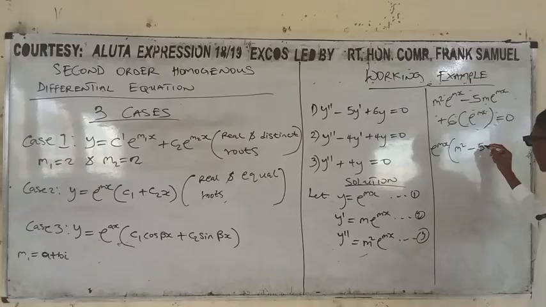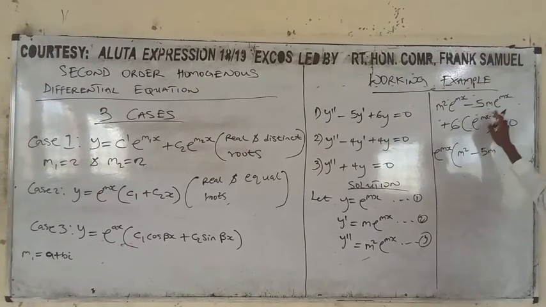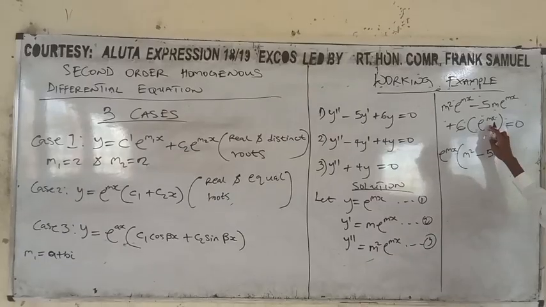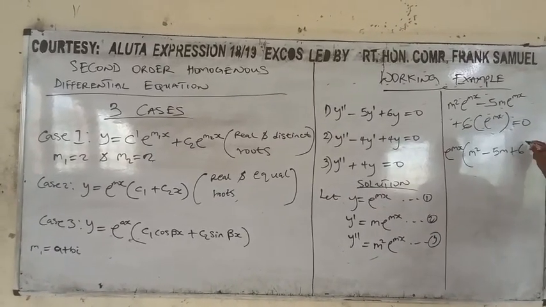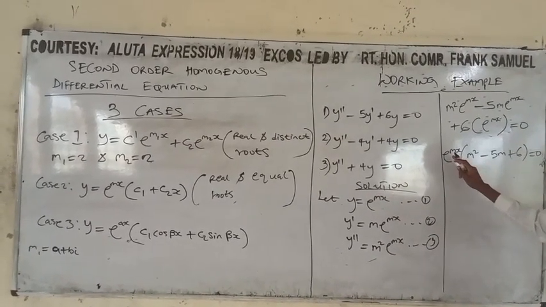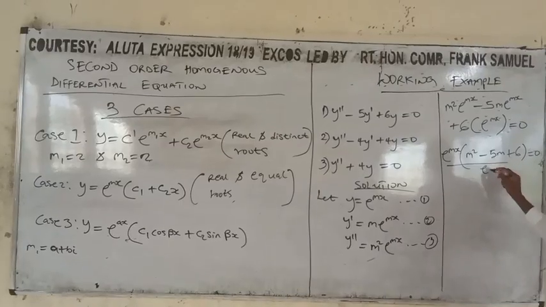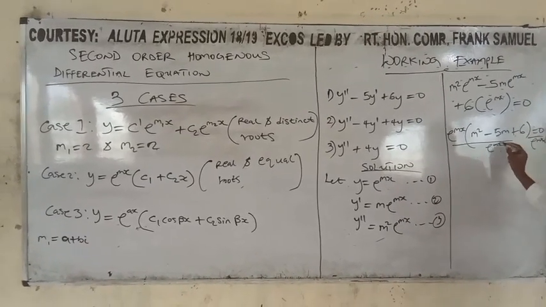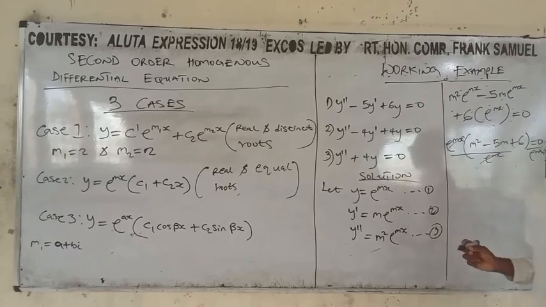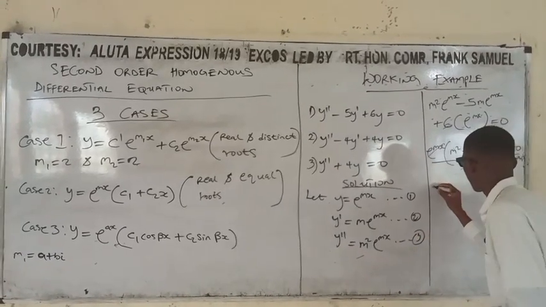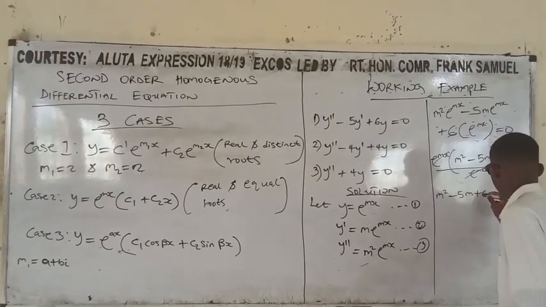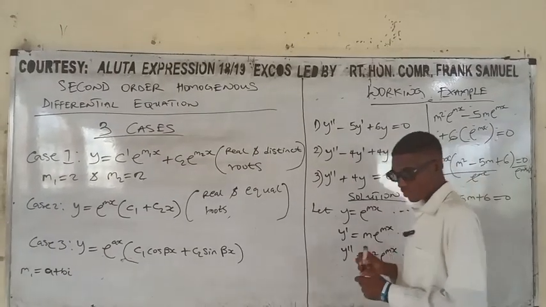5m, because we factor out exponent mx, so we have 5m plus... factor out exponent mx. What do we have left? 6 equals to 0. Divide both sides by exponent mx, right? This cancels this. So therefore, our auxiliary equation is now m squared minus 5m plus 6 equals to 0.